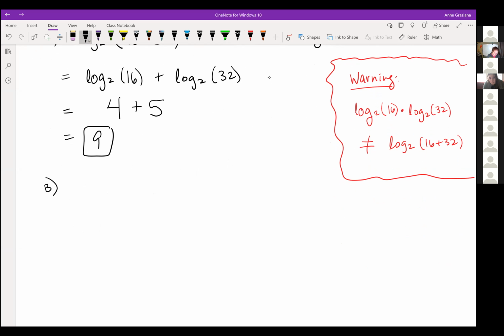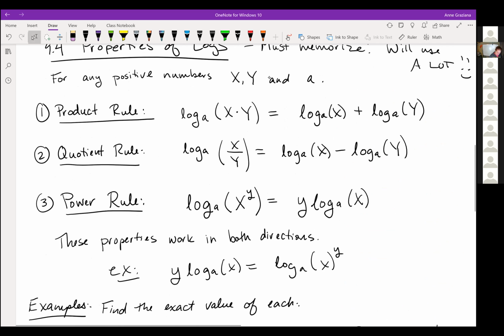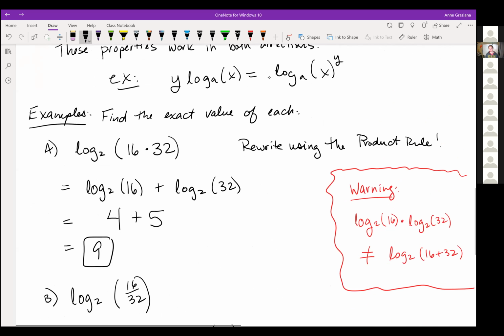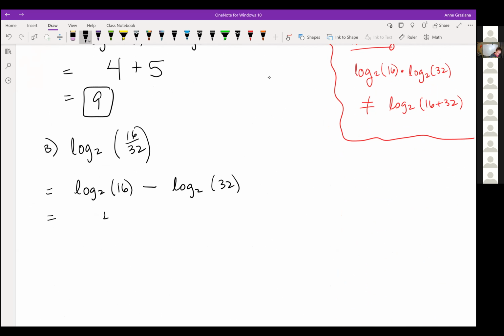All right, let's try this one. Log base 2 of 16 over 32. If I use my quotient rule, I can do log base 2 of 16 minus log base 2 of 32. If I look back real quick, that's my quotient rule right here. I'm breaking it up using subtraction, and it always goes in the order top to bottom, left to right. So this is going to be 4 minus 5, which is -1.